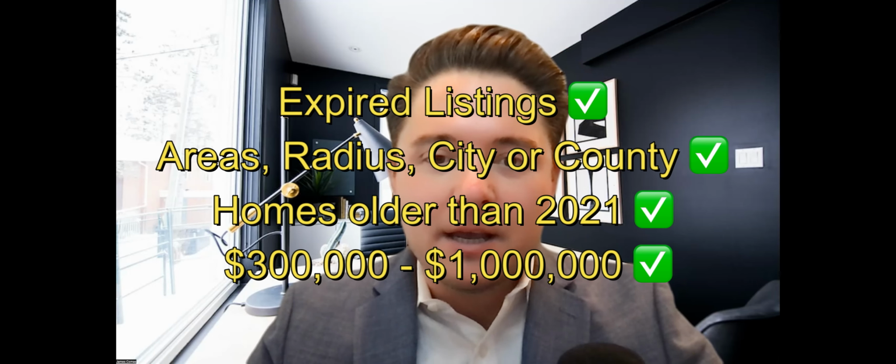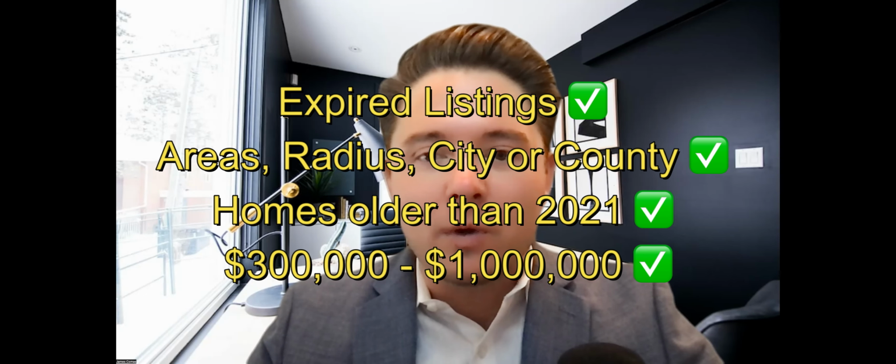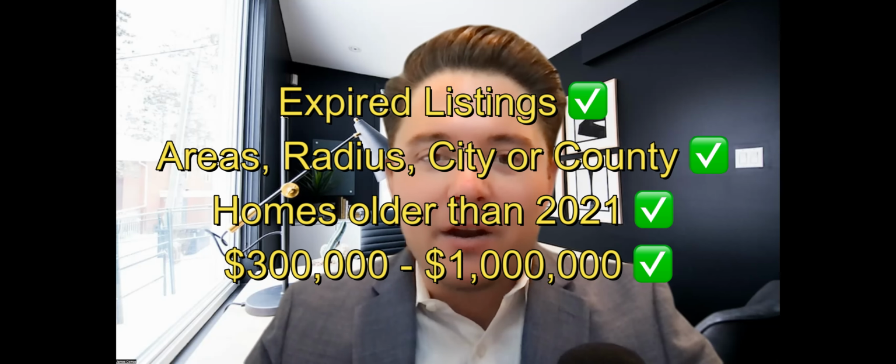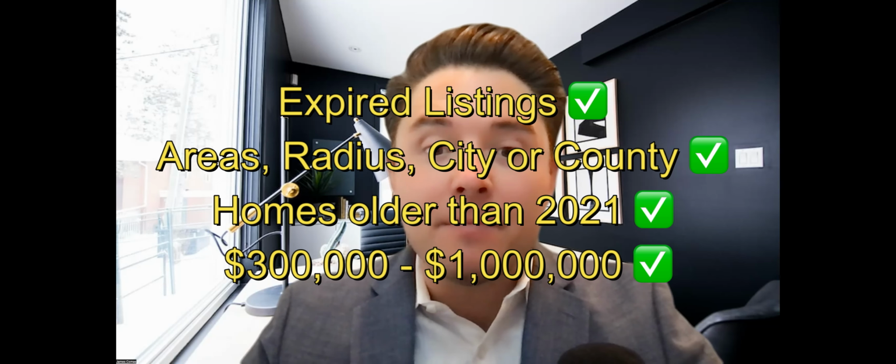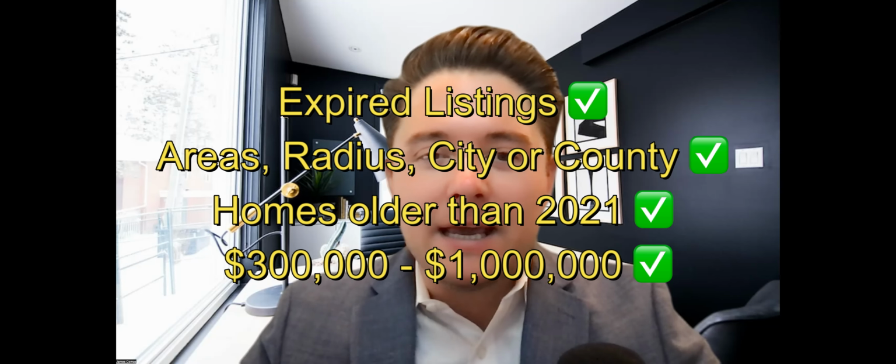So you should have your search set up with the following criteria. It should be set on expired listings. It should be set on the area that you're willing to work, the cities that you're willing to work, where you are willing to drive for a listing appointment. It should be cut off on year 2021. It should also be set where you have a cutoff. For me, it's around $1 million. And you should also have a minimum where you're comfortable. Mine, I did a minimum of 300,000.